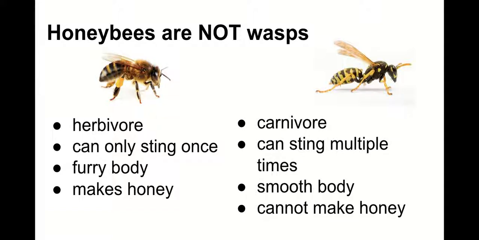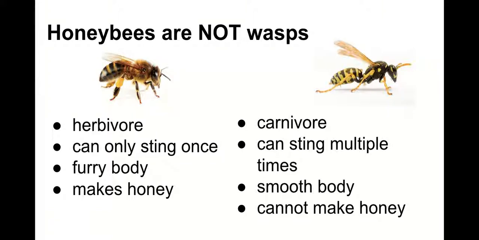So on the left, you see my honeybee. Now, if you look at it, it looks friendly, it looks furry, it looks like you want to pat it. And it's an herbivore. So that means that it's only eating plants and flowers. It can only sting you once. It has a nice furry body, and it makes honey.